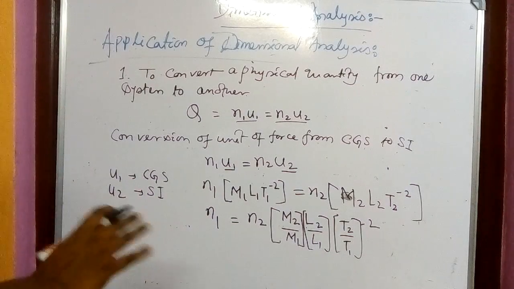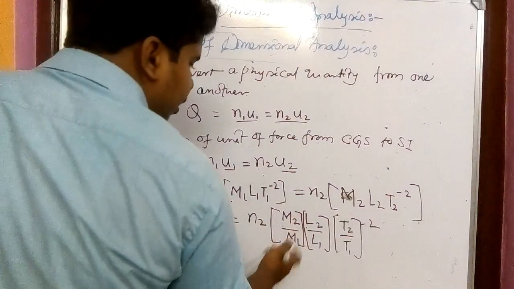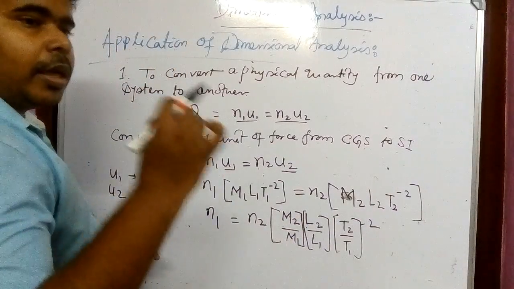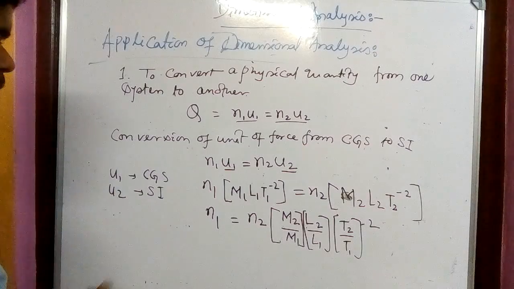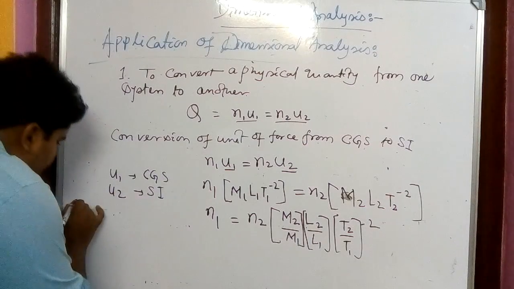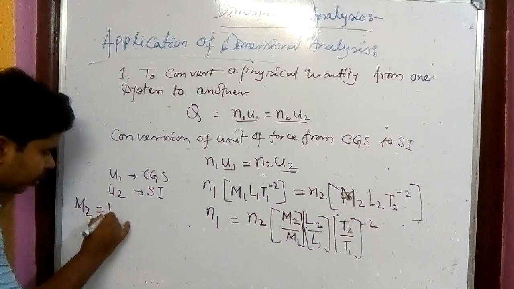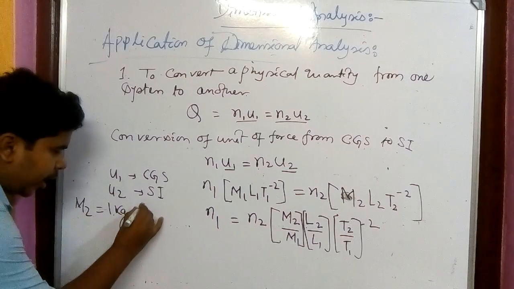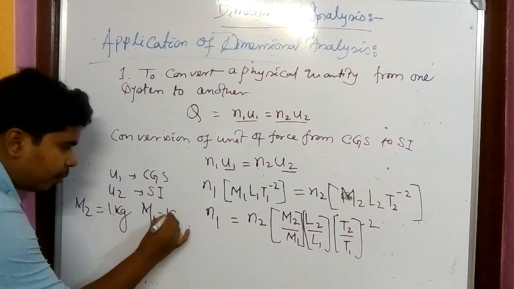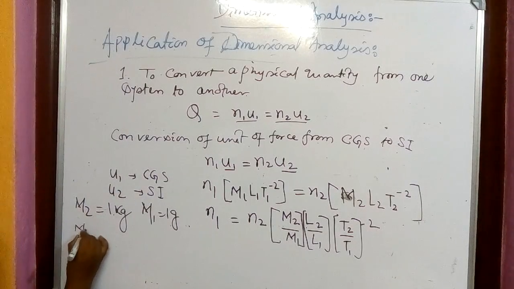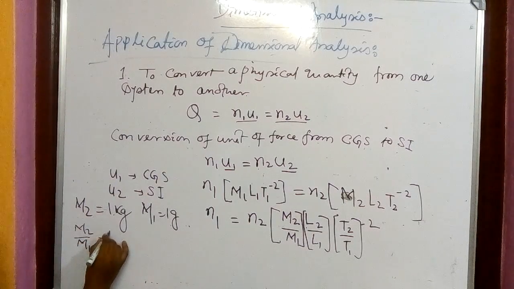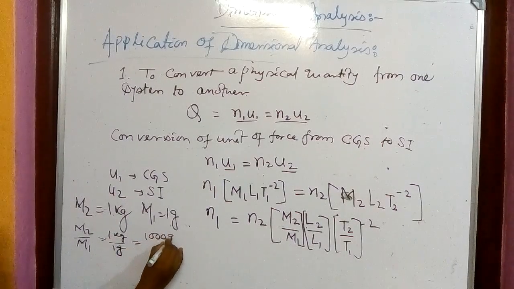Okay, now you see these are the mass. This is the mass in SI unit, this is the mass in CGS unit. So what should be the relation? M2 equals what? M2 equals 1 kg, M1 equals 1 gram. So M2 by M1, that is 1 kg by 1 gram, that is 1000 gram by 1 gram, that is 1000.